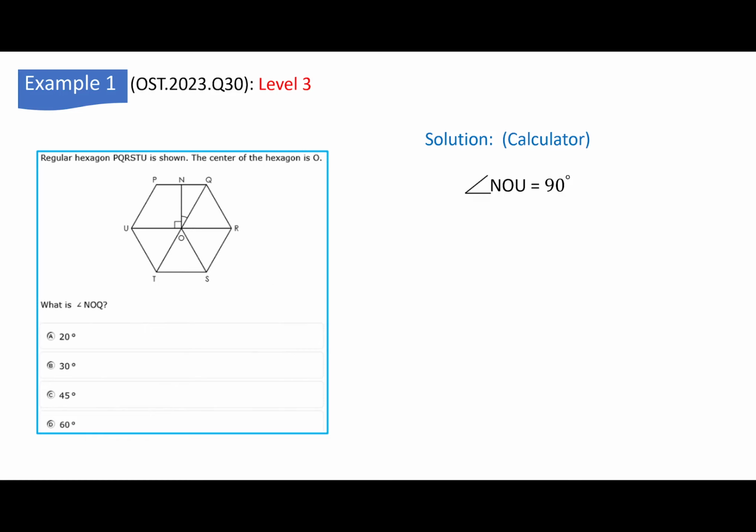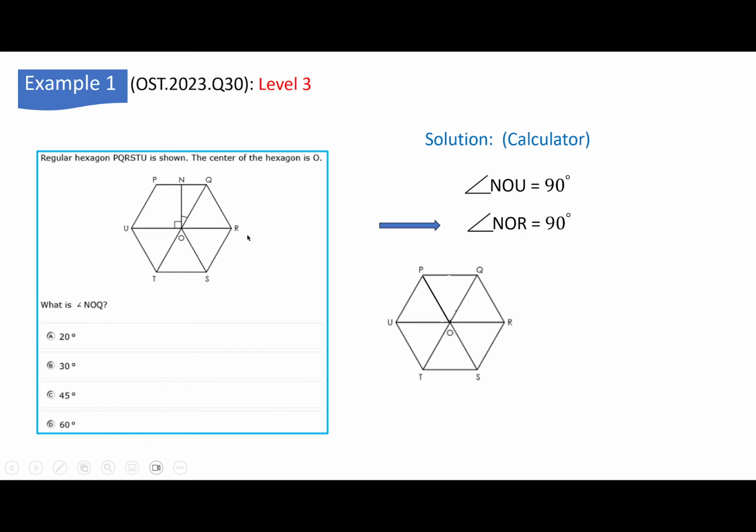What is the measurement of angle NOU? NOU is 90 degrees, right? Because of this here. Then NOR is also 90 degrees, right? Because they are supplementary, okay? This is 90, and this would be 90, okay?